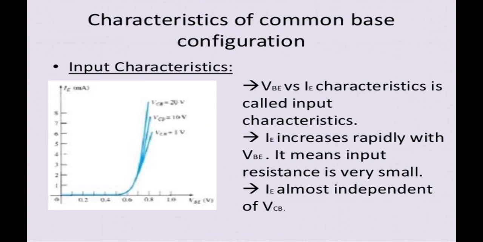These are the characteristics of the common base configuration, the input characteristics. VE versus VB characteristics are called input characteristics, and IE increases rapidly with VB. It means the input resistance is very small. It is almost independent of the value of VCB, the voltage across the collector and base terminals.